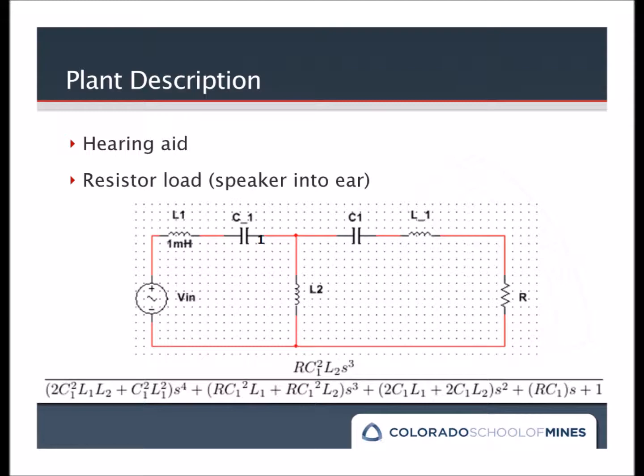The input is Vn coming as a sine wave, and the output is the voltage across the resistor load. The resistor load would be the speaker in the hearing aid. The transfer function for the system from Vn to the voltage across the resistor is pictured at the bottom of the screen. Specific values for the capacitors and inductors have not been selected at this point. We need to analyze how the different components affect the plant response.